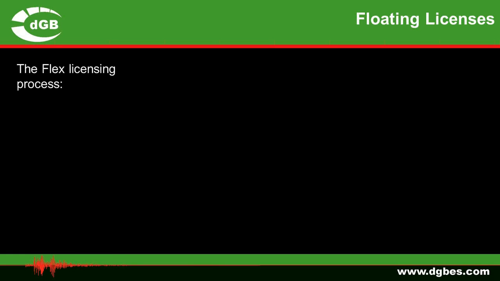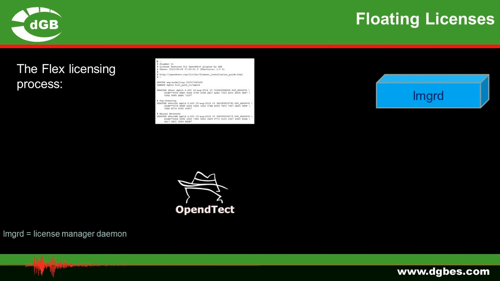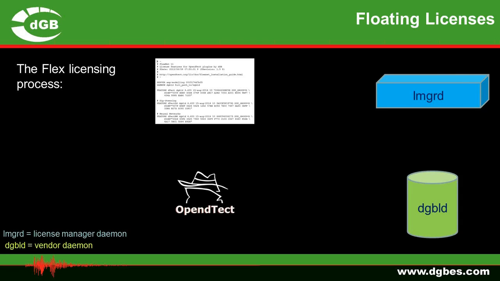And in a little more detail, we can see that the FlexNet licensing process actually consists of 4 components. OpendTect itself has the license file, there's a license manager daemon, and there is the vendor daemon, in this case the DGB license daemon. And the process is this.